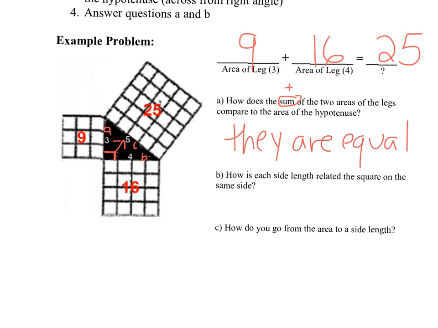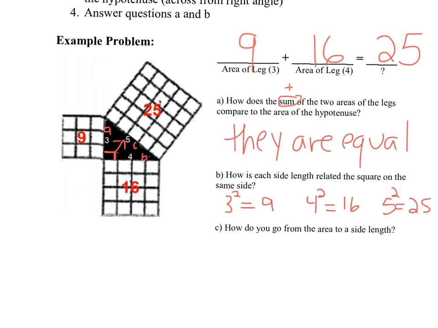So it says, how is each side length related to the square on the same side? So how is 3 on the triangle related to the number 9 in the square next to 3? And how is 4 related to 16? And how is 5 related to the square by 5, 25? And I can tell from this pattern that it's 3 squared turns into 9. 4 squared turns into 16. And 5 squared turns into 25. Which makes sense because it's a square with the sides 3. So 3 squared would give you the answer for it, 9, 3 times 3.